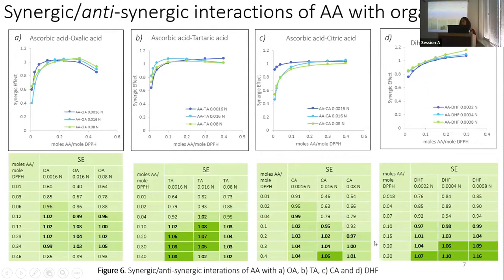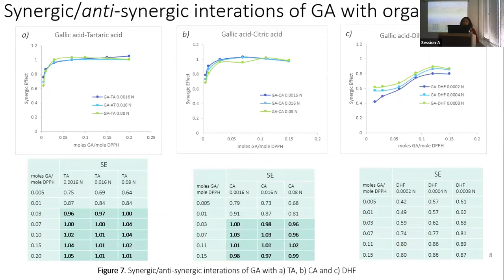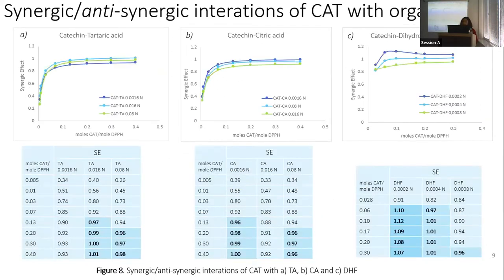And here you can see that the synergic effect is dependent on the concentrations of both antioxidants, as by increasing the concentrations of ascorbic acid and dehydroxyfumaric acid, the synergic effect is also increased. Gallic acid in the presence of tartaric and citric acid gave some additive effects, but with dehydroxyfumaric acid, there is only an antisynergic effect. But catechin with dehydroxyfumaric acid, as you may see from the last table, has a very, very good synergic effect, especially with the lowest concentration of dehydroxyfumaric acid. And this is actually very important because in grapes, this compound is found at very low concentrations.